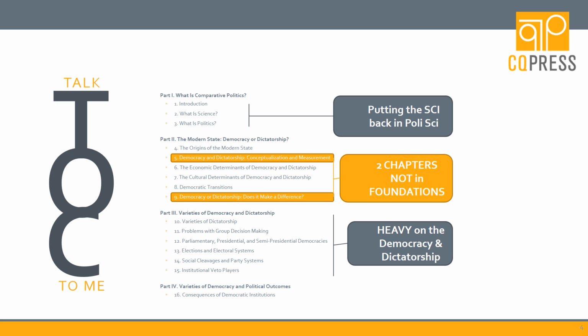So let's take a quick look at the TOC. The first three chapters of both books start out heavy on the science, introducing scientific method and what politics actually is. If you're looking at Principles, Part 2 includes 2 extra chapters not found in Foundations that delve deeper into the democracies and dictatorships. These were cut and abbreviated into other chapters.